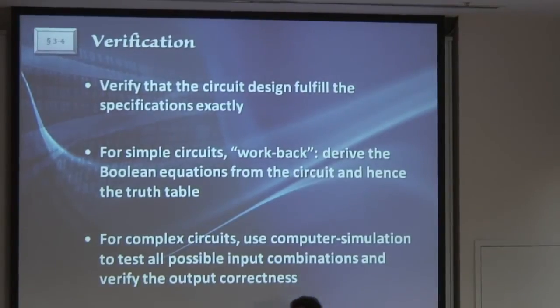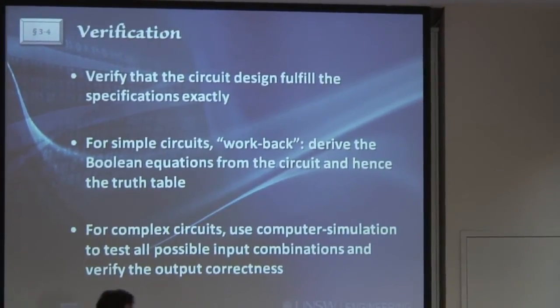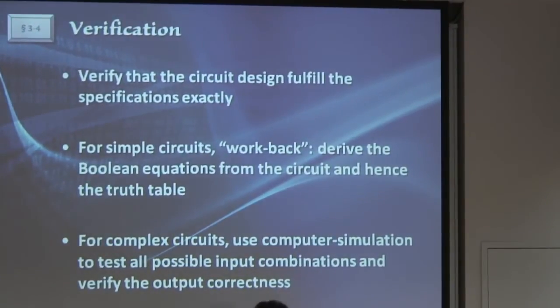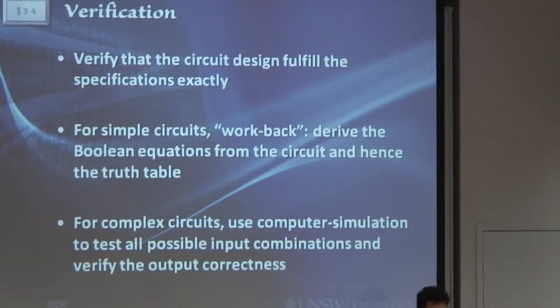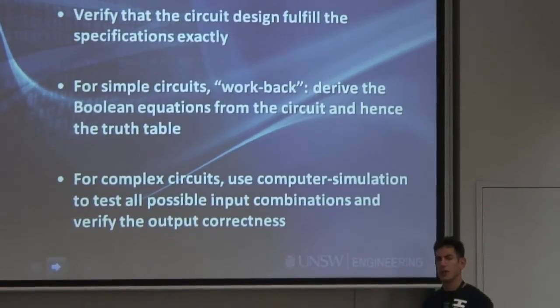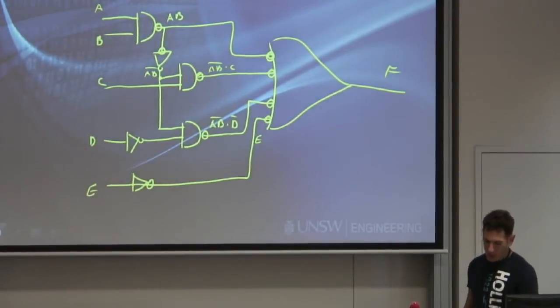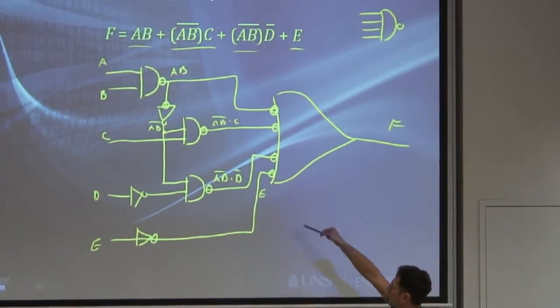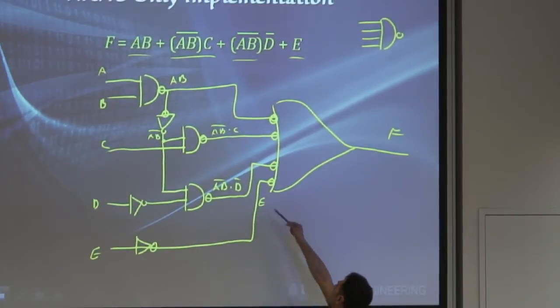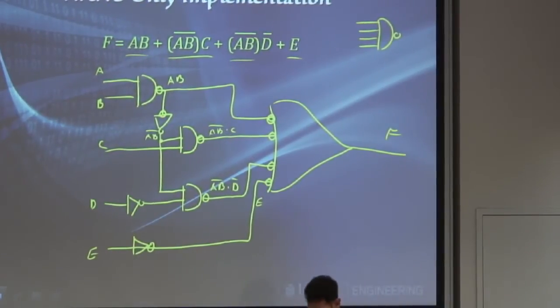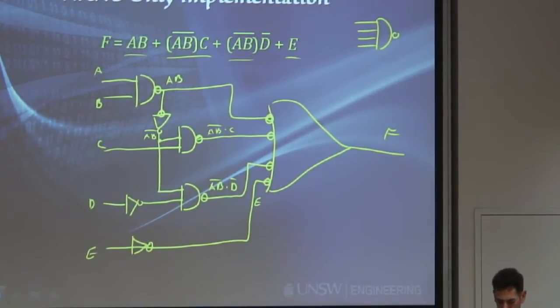Now there's a couple of ways you can do it. If the circuit is fairly simple, and this counts as a fairly simple circuit, it only has 5 inputs, and it's a fairly small circuit, then you can pretty much work back. Go back to the circuit, and then deduce all the signals at the different nodes, and then come up with an expression which will look different to the one up there for the function f. Well, it will look different, but it should do the same function.